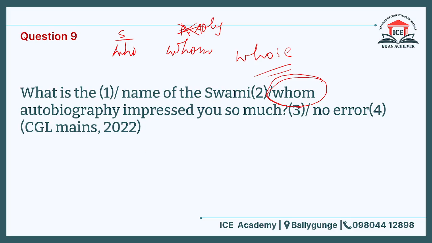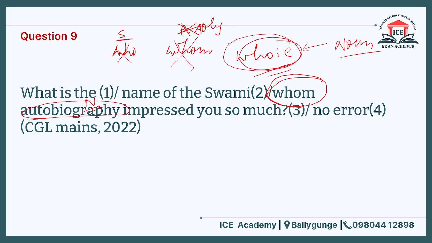What is the name of the Swami? তাহলে now possessive adjective কোথায় ইউজ হয়? A possessive adjective should be used before a noun. এখানে autobiography, this one is the noun. So, if this one is the noun, before that, obviously a subjective case and objective case cannot be used. Only a possessive adjective case should be used. The correct answer is: what is the name of the Swami whose autobiography impressed you so much? So, whose should be used, which is the possessive adjective case of who, a relative pronoun.